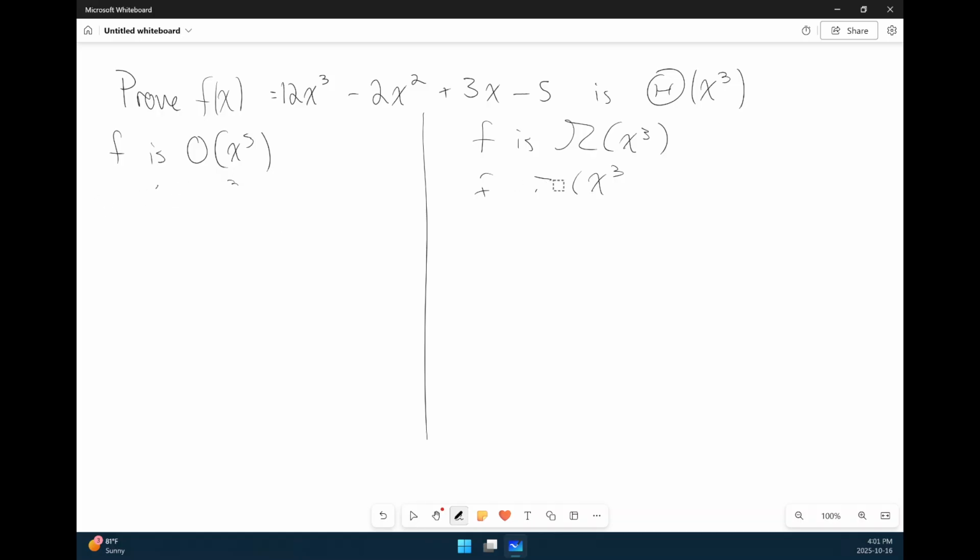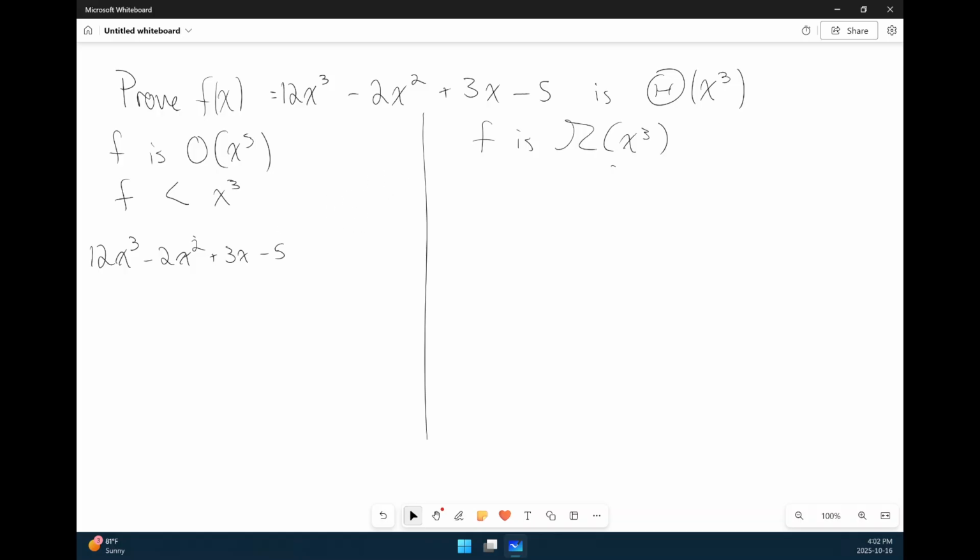So the way we'll do this, I'm going to do O first. Since we have f is less than some x cubed, if we make f bigger, if we prove that f plus 5 is less than x cubed, then surely f is still less than x cubed. So in this direction, we're able to make f as big as we would like. So we could start out by just writing 12x cubed minus 2x squared plus 3x minus 5.